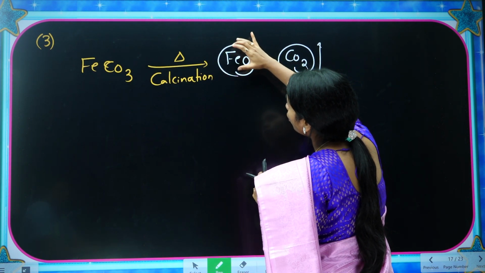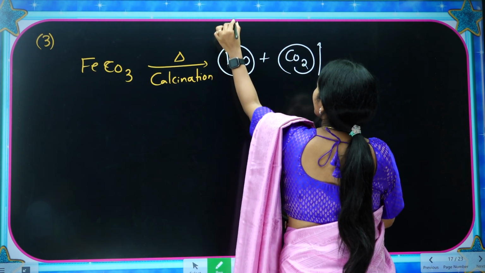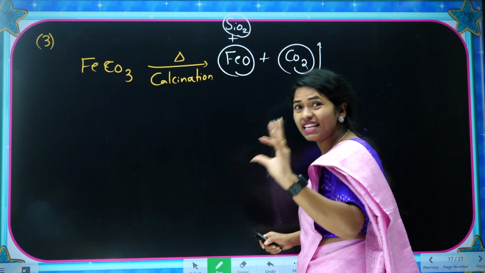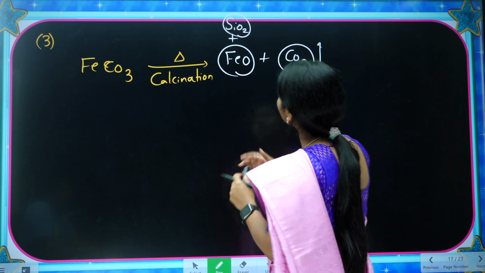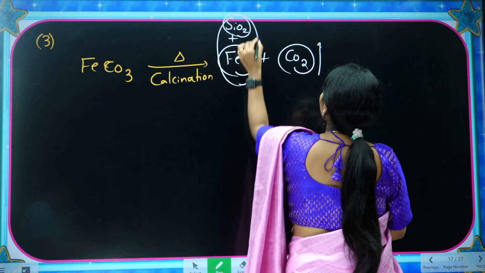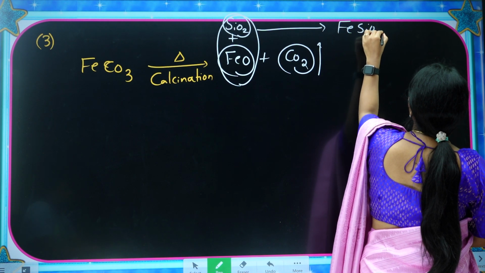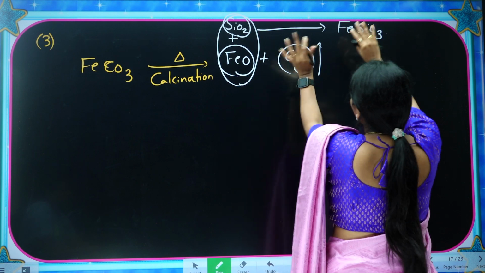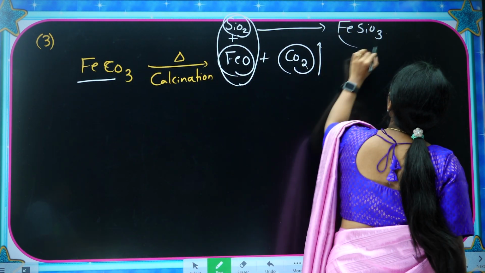This FeO will react with the impurities. Which impurities? Hematite ore will be having SiO2 as an impurity, silica as an impurity, sand as an impurity. Now this FeO reacts with this impurity and it forms slag. FeSiO3 is a slag. Okay, so if this reaction happens, all the iron will convert into FeSiO3.